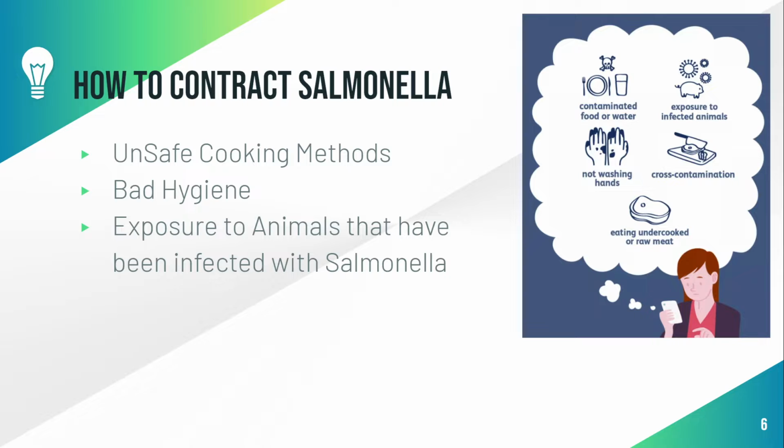So how would someone contract Salmonella? There's various ways that you could contract Salmonella. Bad cooking methods like not using clean knives and pans can cause cross-contamination with raw and cooked foods. Proper food storage as well can help reduce the risk of infection. Also, having bad hygiene can cause infection, so washing your hands after using the restroom, cooking, or changing diapers is important to prevent Salmonella.